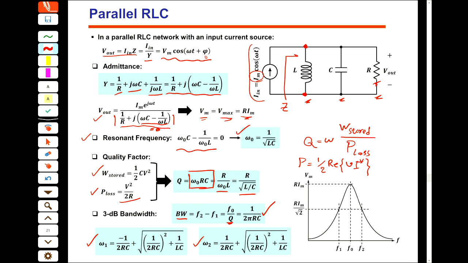This is the graph that I told you. So at the F naught, or at the resonant frequency, we have the maximum voltage, and then at the F1 and F2 we have the R Im divided by the square root of 2, and then this section, I mean from here to here, we say that this is the bandwidth. Any question? Okay.